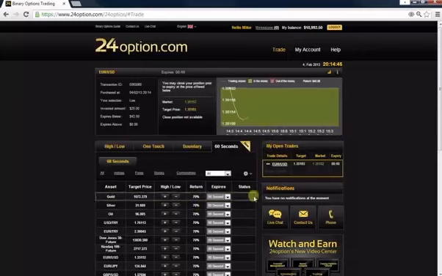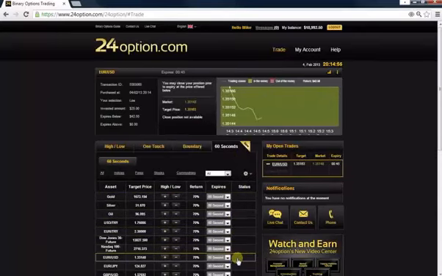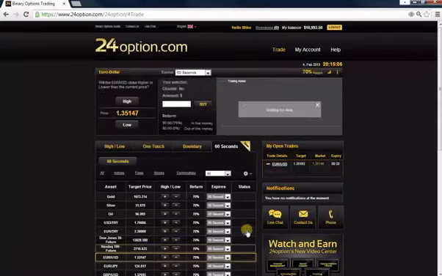Now, what's different about the 24options platform from other platforms is that you have to click in order to begin trading, or to prepare your next trade. What I mean by that is, this is the current trade, and it looks like we're winning this trade, but what we want to do is get the next trade ready, Euro US dollar.